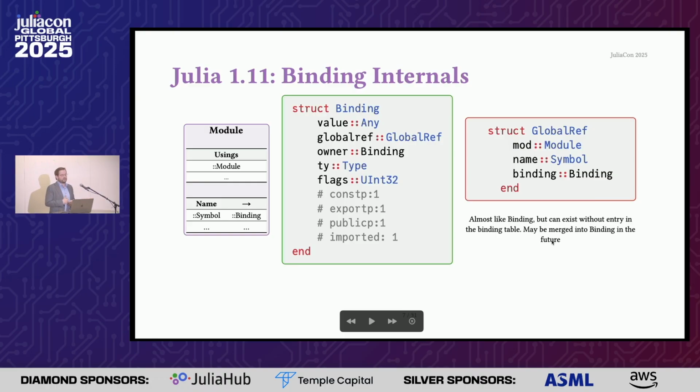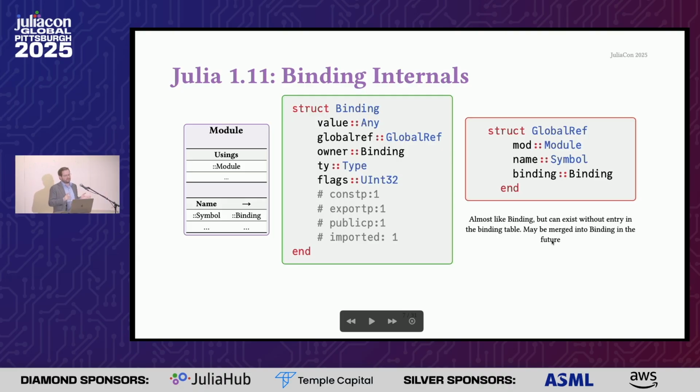On the slide here, you can see the definition of struct binding. It has a value in there. It has a global ref in there. It has an owner field, which is another binding, or rather, a pointer to a binding. It has a type field, and it has some flags. Now, global ref is basically the same as a binding, except that you can have multiple of them, and you can have them even if they don't exist in the binding table. It's a little bit of a historical split.